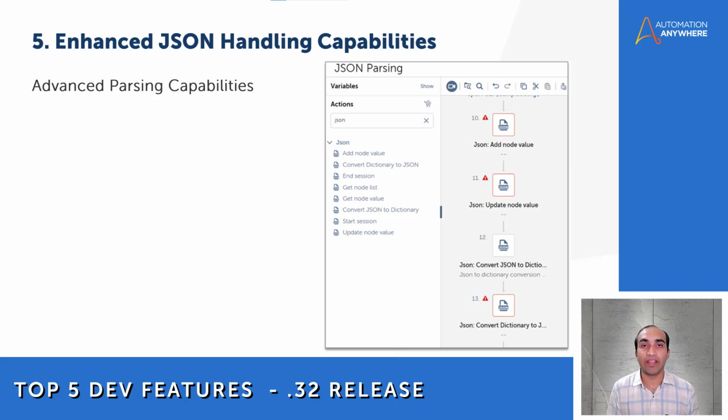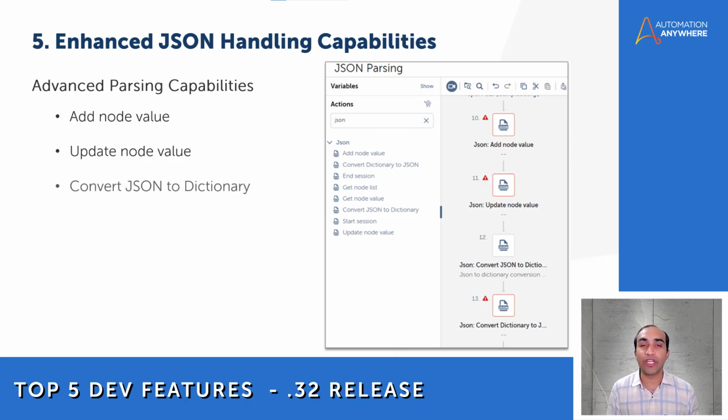Starting with number 5, enhanced JSON handling capabilities. We have expanded on the JSON capabilities to make it easier for you to perform modifications on a JSON object. Whether you want to add a new node and the corresponding value, or if you want to update the existing JSON, the new actions in the JSON package can help you do this.